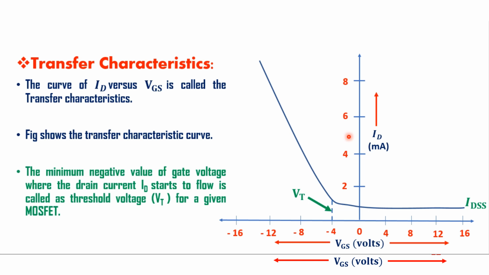Therefore, as the negative value of gate to source voltage is increased, drain current increases, and this particular curve of drain current versus gate to source voltage is called the transfer characteristic curve for the MOSFET, as shown in this figure. Here this particular VT is called the threshold voltage, the lowest value of gate to source voltage beyond which the drain current enhances.